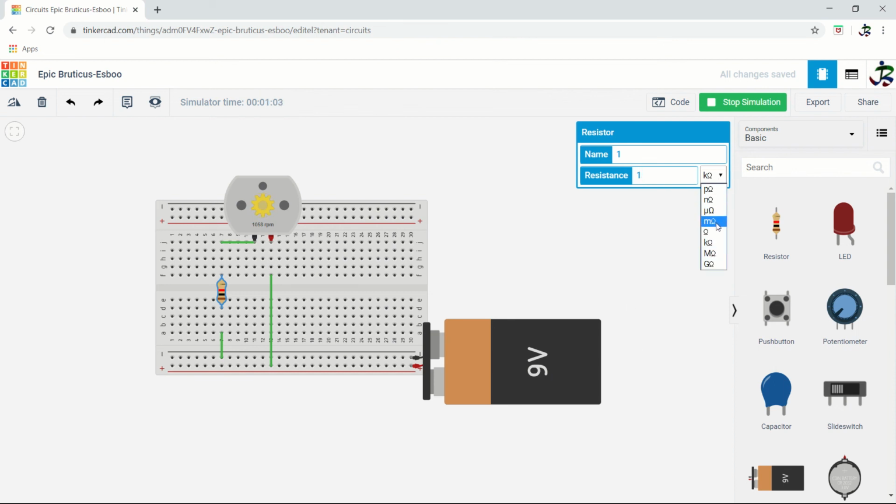In the same way, if you use a resistor of 1 ohm, it is very small, and that is the reason there is no change in rpm. It's like no resistor is connected.